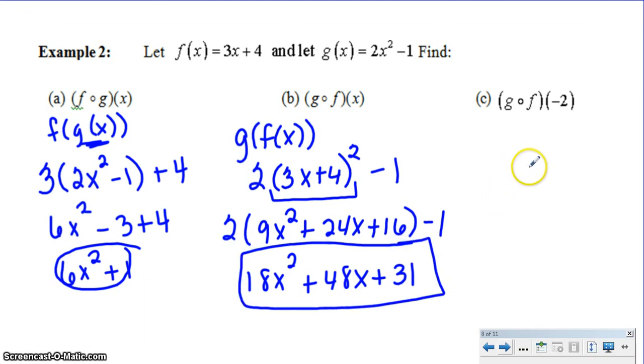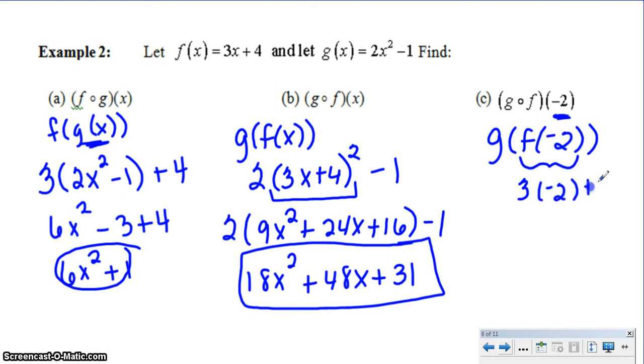And our last problem here, this time instead of evaluating at x, we are going to evaluate at a value of -2. So we're going to be doing g of f of -2. So that means that we're going to evaluate the innermost function first. Evaluate the function f when x is -2. So I'm going to do 3 times -2 plus 4. So -6 plus 4 is going to give us -2.